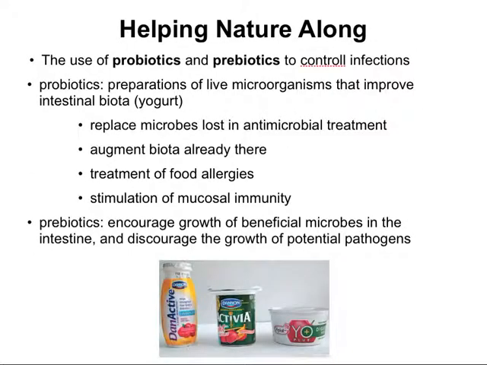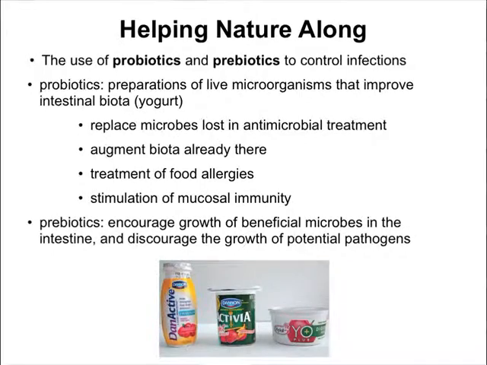Now, in recent years, people have been thinking about controlling infections before they happen through the use of probiotics and prebiotics. Probiotics are preparations of live microorganisms, for example, yogurt, that will improve our intestinal biota. Perhaps you want to take a different approach than taking antibiotics. Maybe we can help nature along by using probiotics and prebiotics to control infections before they arise, also allowing our immune system to become as strong as it possibly can.